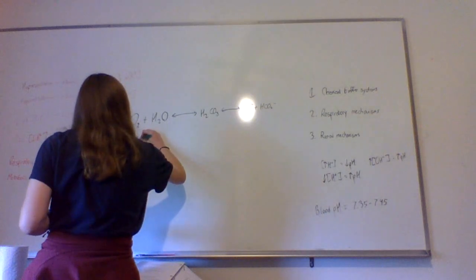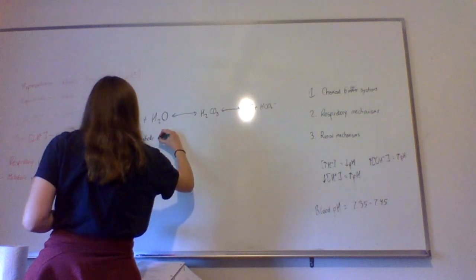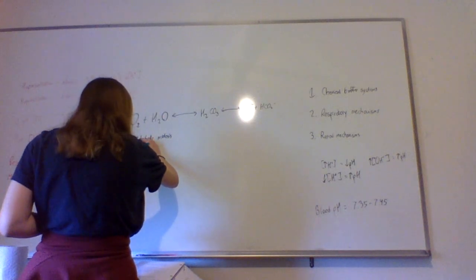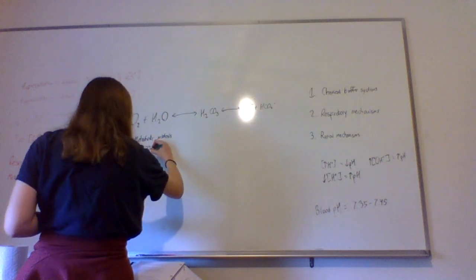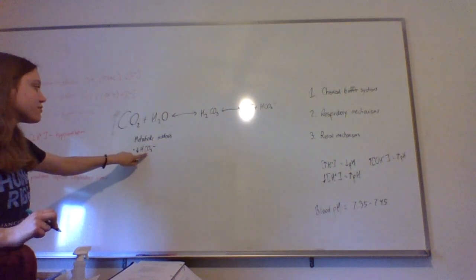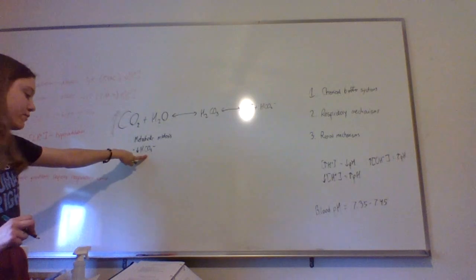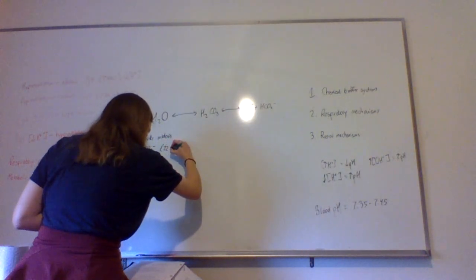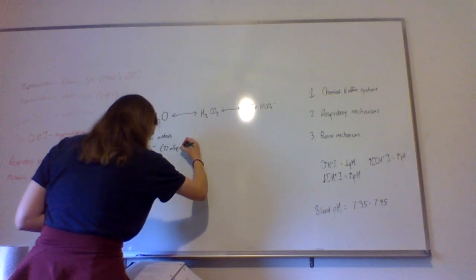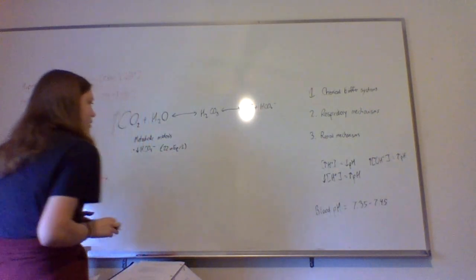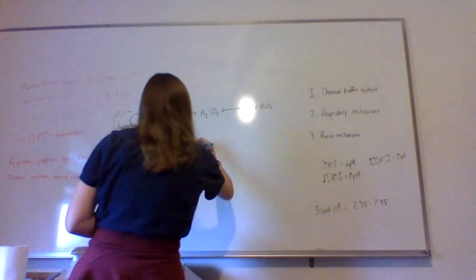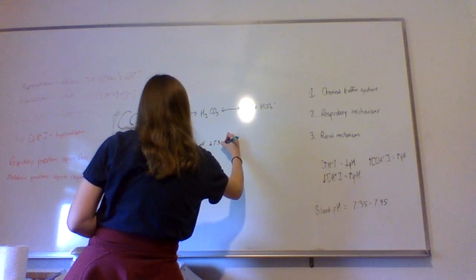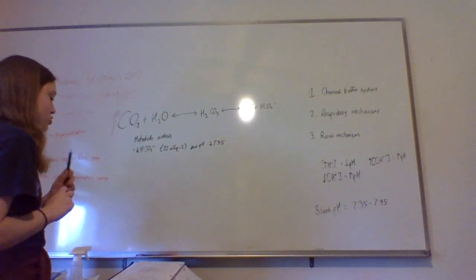So, we have metabolic acidosis. This is just how we measure it: decreased HCO3 minus, so decreased bicarbonate ions. It's anything below 22. I don't know how to say this, but that's just what my book says. Anything below that, and a pH below 7.35.